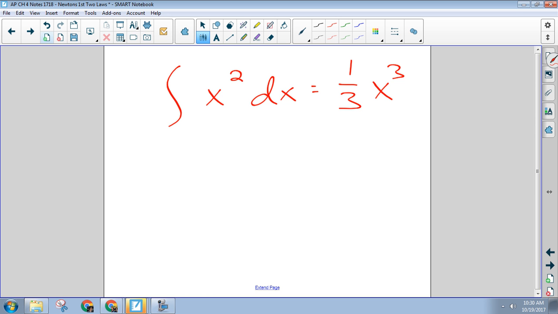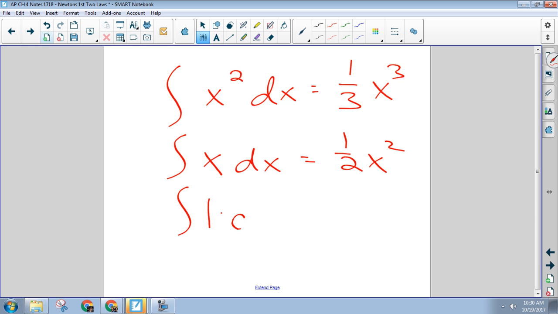What's the integral of x with respect to x? It's got to be something times x squared, and it's got to be a half, right? What's the integral of 1 times dx, which, incidentally, is the same as this? That's just x, right? So the integral of d something is just the something.